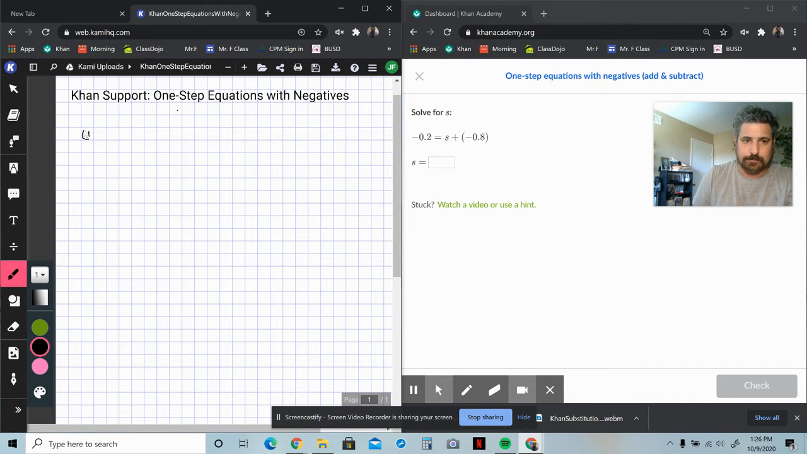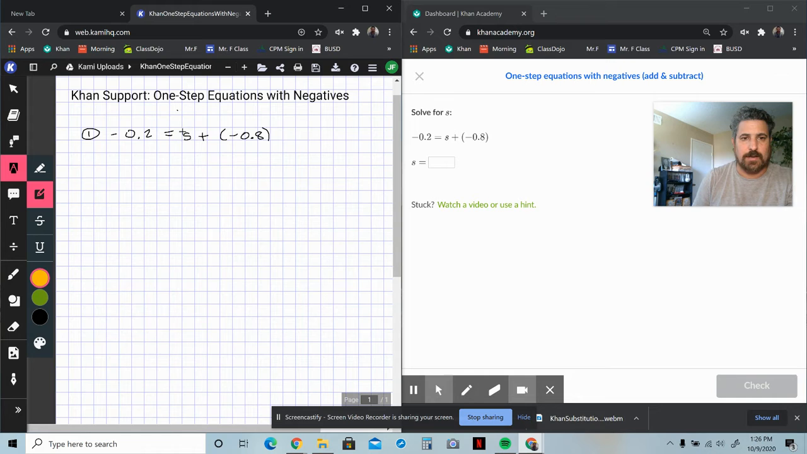So number one says negative 0.2, and you're setting that equal to s plus negative 0.8. And your goal is to get this s by itself. We call this isolating the variable. So you want to get this s all by itself. So you want to get rid of this plus negative 0.8, right? Well, how do I get rid of this negative? I have to add the opposite of the negative to get rid of the negative, to cancel it out.